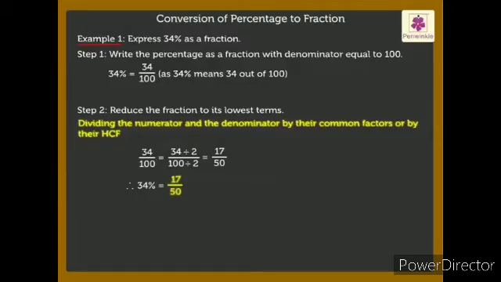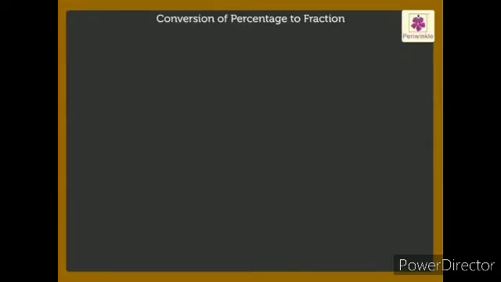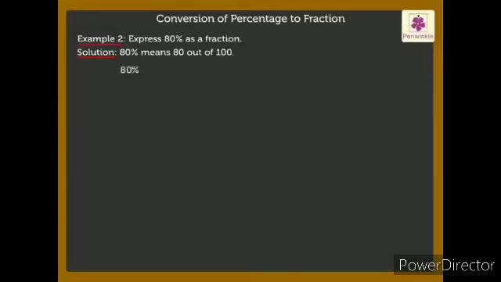Now, let's solve one more example of the same type. Example 2. Express 80% as a fraction. 80% means 80 out of 100. Thus, 80% is equal to 80 upon 100. Thus, by reducing 80 upon 100, we get 4 upon 5. Therefore, 80% is equal to 4 upon 5.